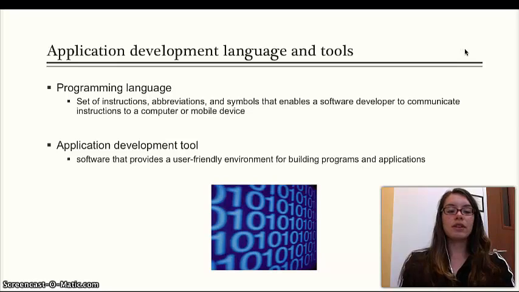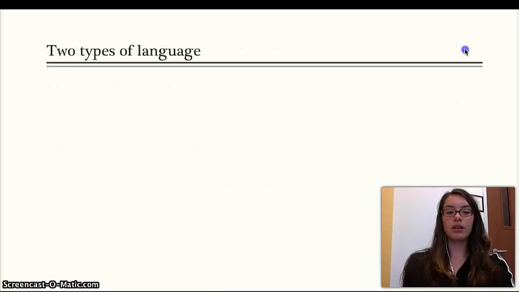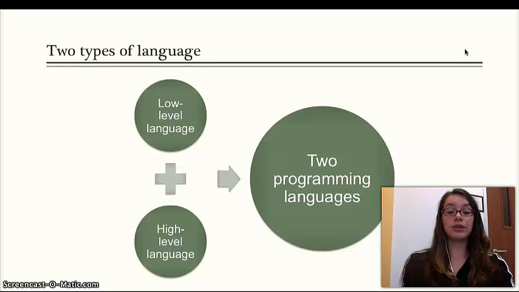Breaking down the process of an application development, there are tools that help create the program language and help the computer process these tools into commands. Specifically, there are two types of language. We have a low-level and a high-level language.